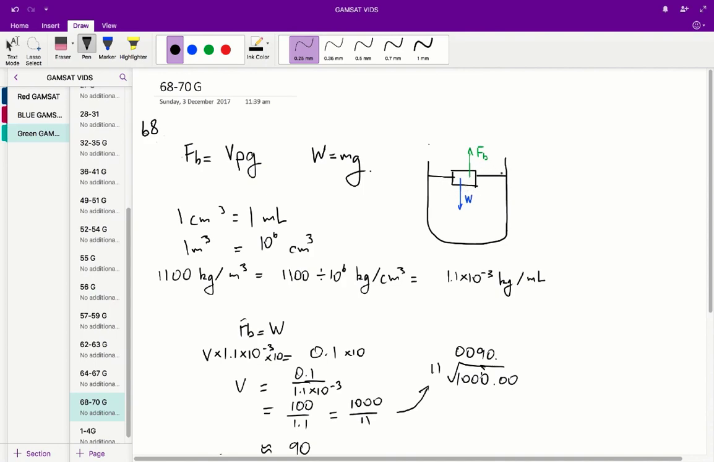So there are two forces at work here. There's a buoyancy force and a weight force. The buoyancy force is the force exerted by the water on this object, and the weight force is the weight of the object. So the buoyancy force is going to be equal to the volume times the density of that solution or liquid times g, the constant, and weight is obviously equal to mg.